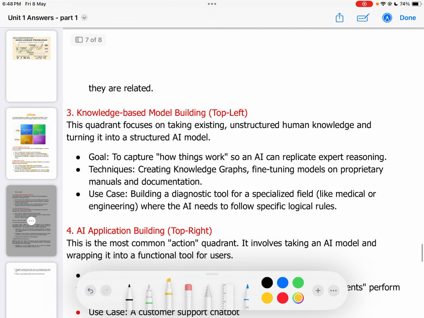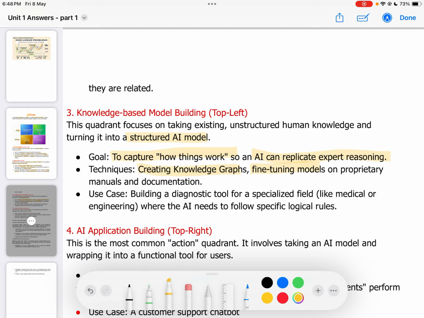Third is knowledge based model. This quadrant is taking the existing unstructured human knowledge and turning it into a structured AI model. This is the actual model building. So, the goal is to capture how things work so that AI can replicate. Okay, so creating a knowledge graph. The techniques are creating knowledge graphs, and fine tuning models, where there will be hiccups or small issues, and those will be fine tuned during modeling.